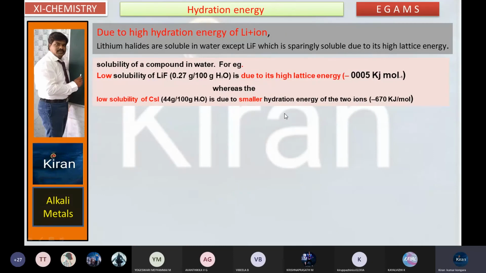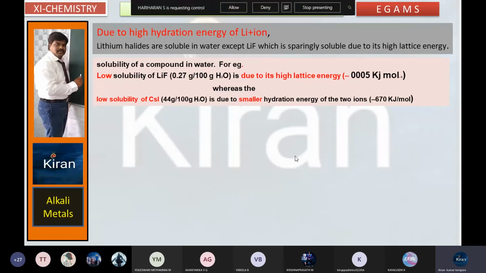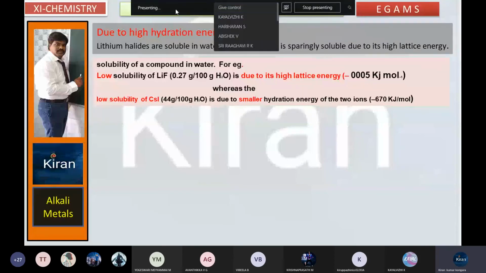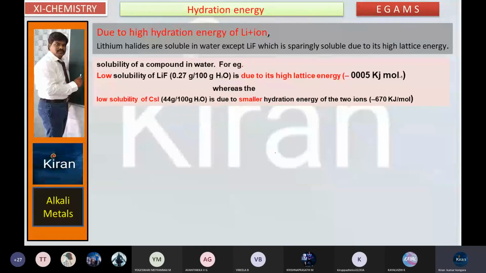Observe carefully here, some twisting point I'm going to explain. One is, all halides of lithium will dissolve in water due to the high hydration energies, except lithium fluoride. There is one exceptional case, that is lithium fluoride. It has high lattice energy. One more new word you have got.